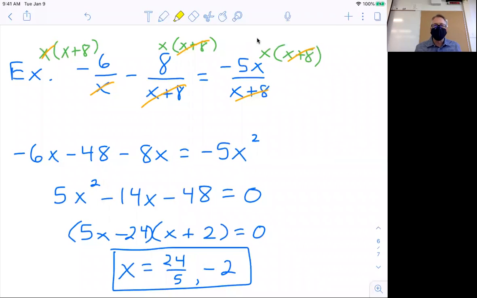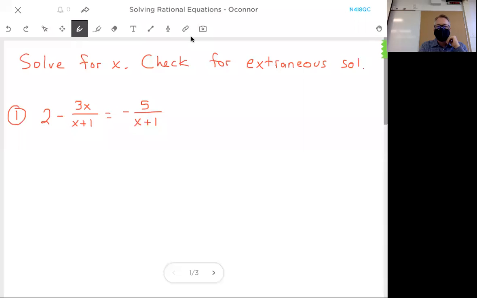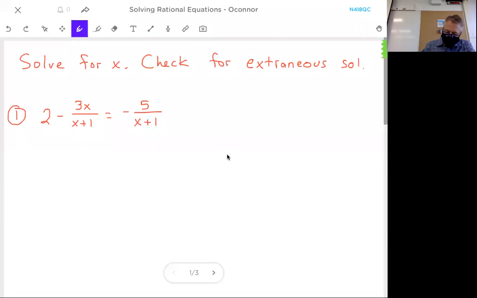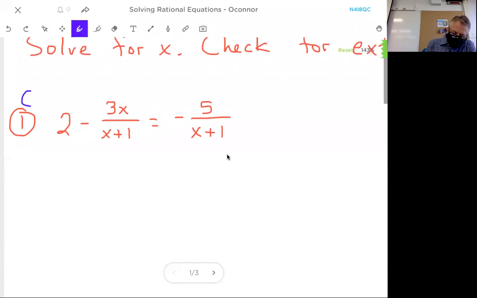All right, any other questions before I have you guys try some on your own? All right, well, let's check out this class kick and see how we did. Feel free to jump in with any questions. So for the first one, I'm going to start off first. I know that if I get -1 as an answer, that is extraneous. So I have to make sure that I don't get -1, or if I do, I throw it out. I'm going to look for my common denominator, which is x plus 1, and multiply everything on top by x plus 1.